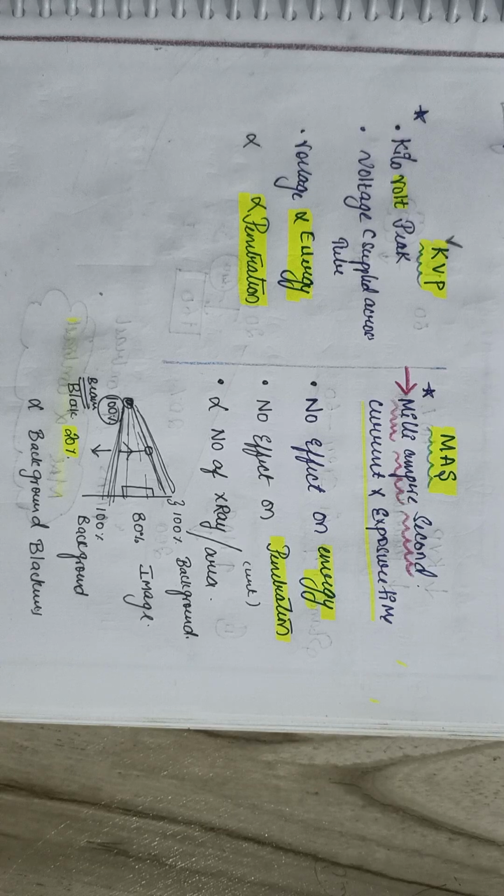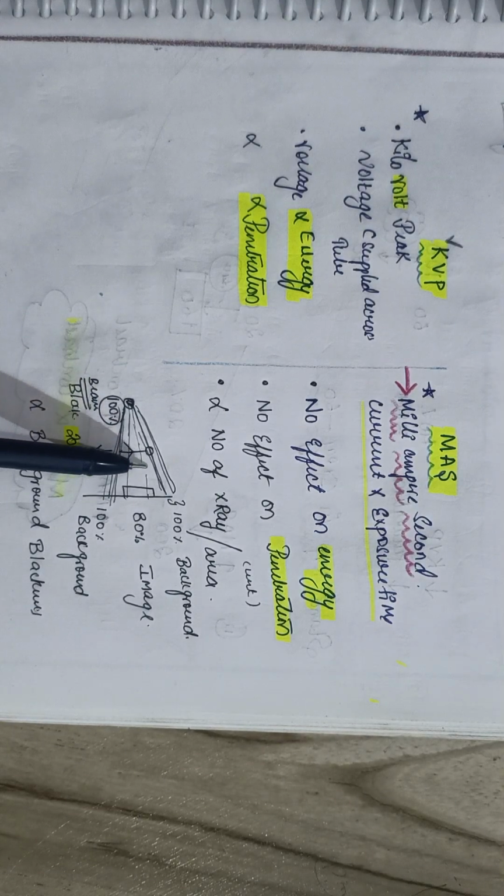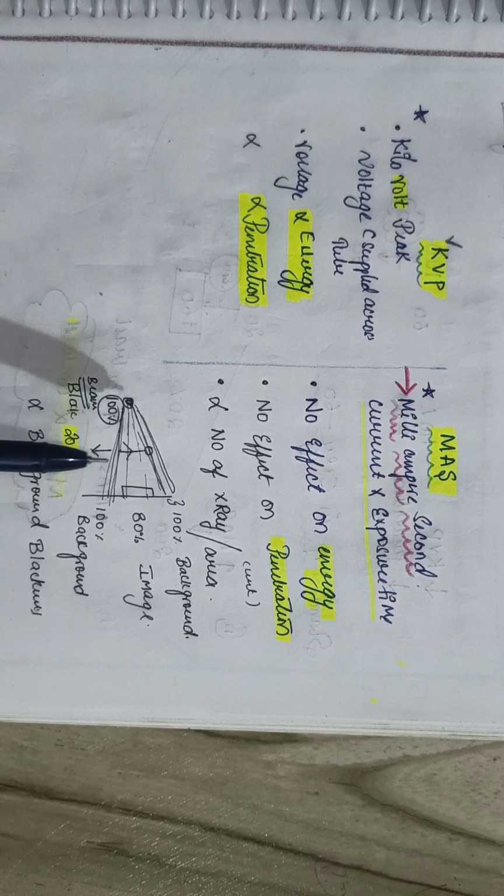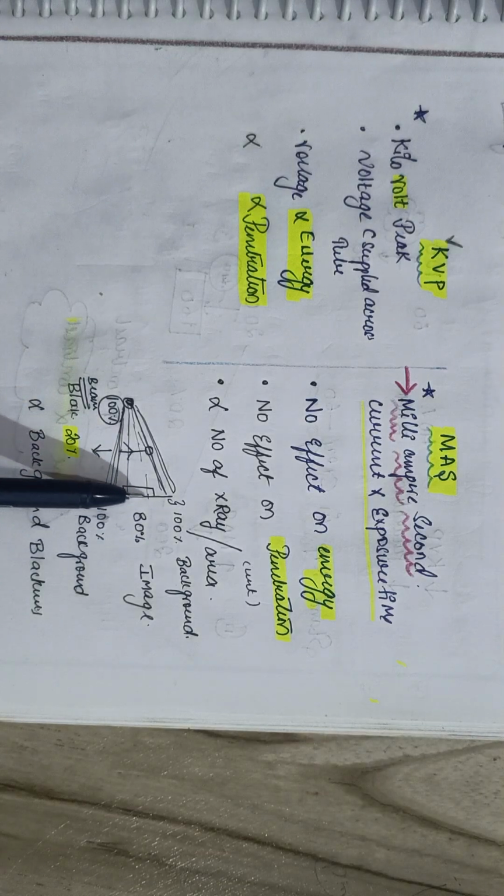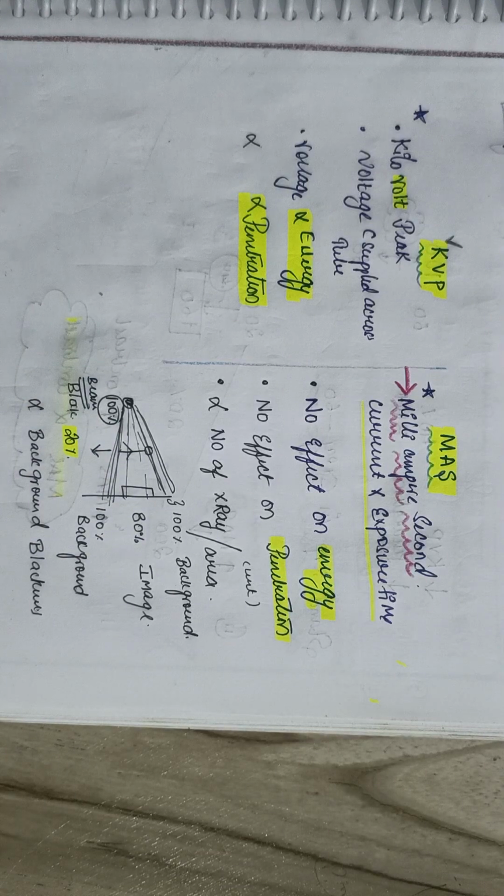Now for example, you have an example here. There is a beam of 100%. A patient is lying here, and 20% is absorbed by the patient. So if you look at the background, the beam which is passing just behind the person is just 80%, because it has to pass through the soft tissue or bone, through the person.